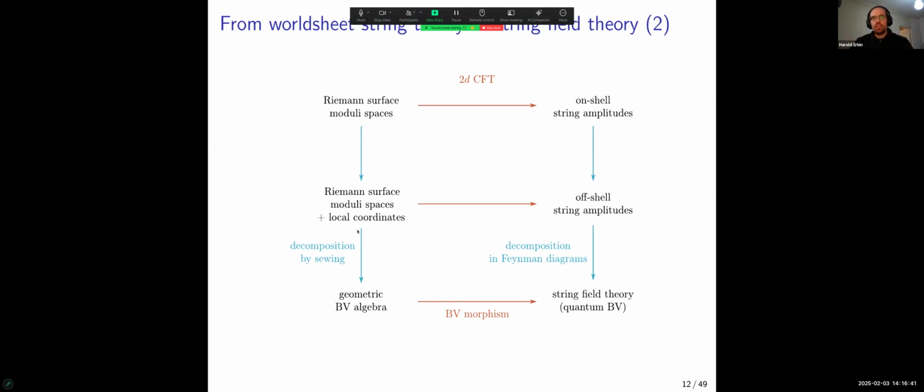Now, if you take this moduli space of Riemann surfaces and use a decomposition by sewing, by sewing we mean: take two surfaces, glue them together, and you get a new surface with the sum of the punctures of the two previous surfaces. You can do this for all surfaces, so you will see that you induce a decomposition of the moduli space. To this decomposition, you can associate something called the geometric BV algebra. Now, if you use the CFT to map this again to the physical information, you get a string field theory, which also satisfies the quantum BV equation.